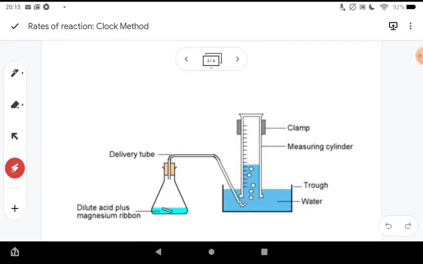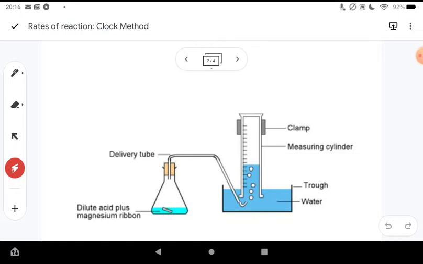So really basic setup here. This would be equipment that could be used for both continuous and clock method. However, if we are using the clock method, we are going to time how long it takes for a set volume, let's say the whole measuring cylinder, to be filled with gas. So this is going to give you a set time, and you would change either the concentration of the acid, or the mass of the magnesium, or the surface area of the magnesium, to see its effect on rate.